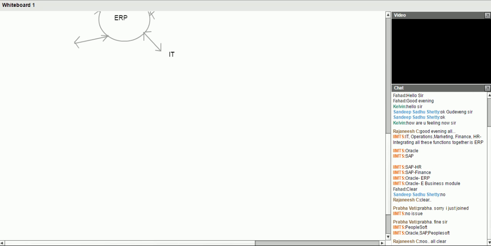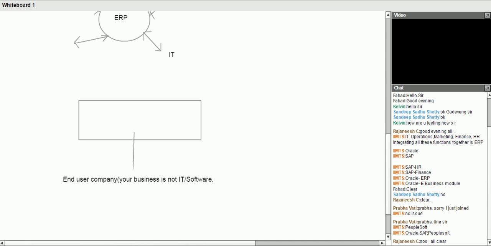One very important thing I'd like to share with you. See, what is the concept of the software company? Suppose this is an end user company. That means you are not the IT company. Your business is not IT or software. Now what these end user companies can do is consult an IT company.